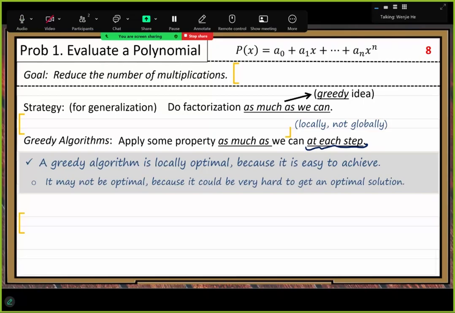But you need to be very careful. You may not get the best solution. All right. Now let's do our last step.